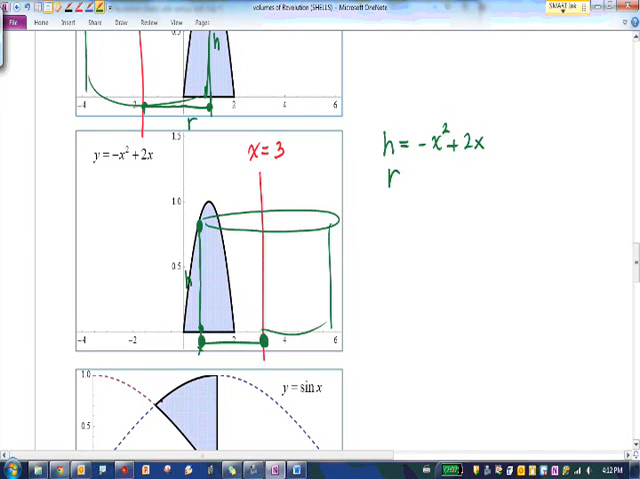Right minus left. So on the right, I have x equals 3. On the left, I have the random spot, which is x. Right minus left.